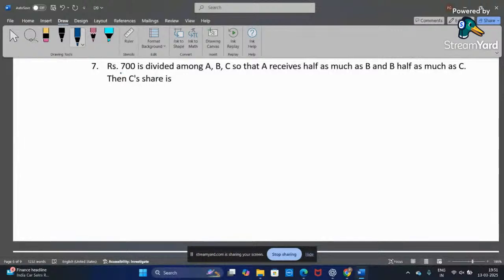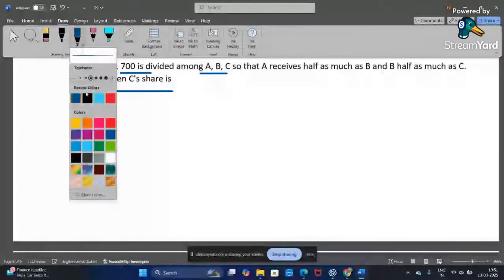700 is divided among A, B, C so that A receives 2/3 of as much as B and B receives 1/2 of as much as C. Then we need to find C's share. Here they're telling that A receives 1/2 of as much as B.